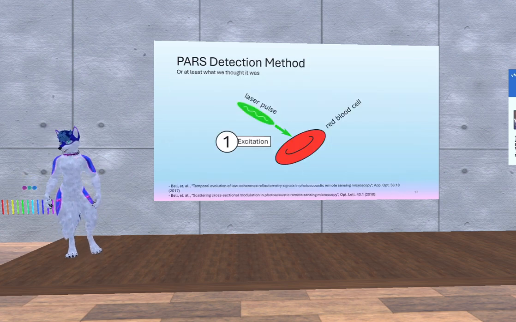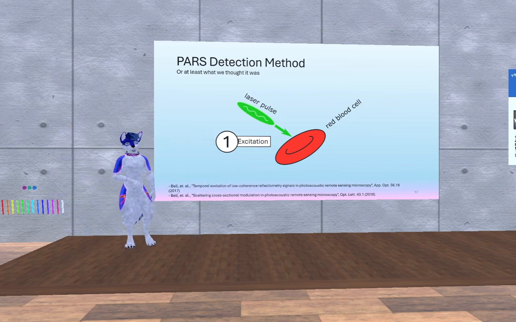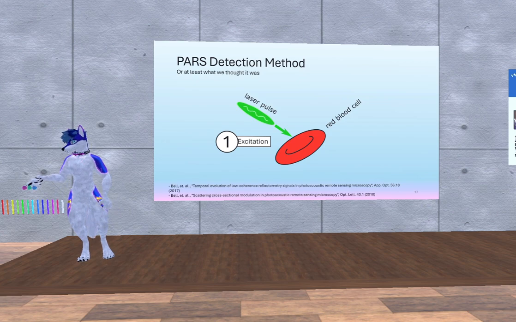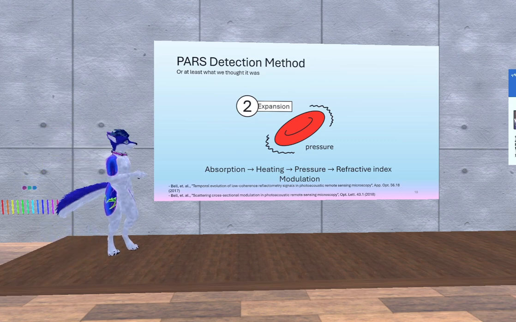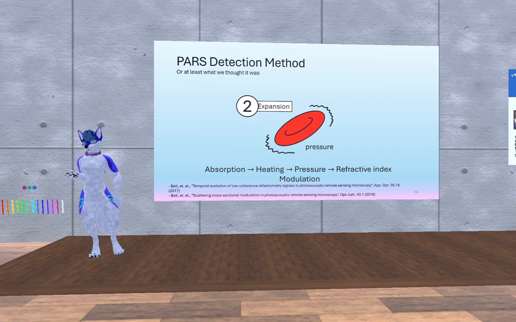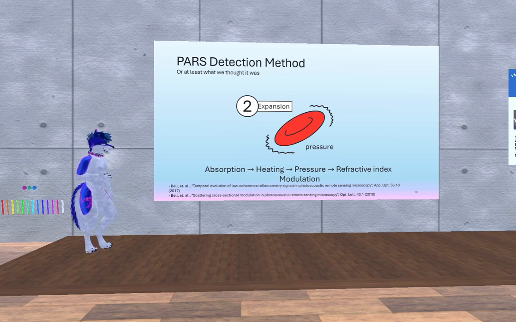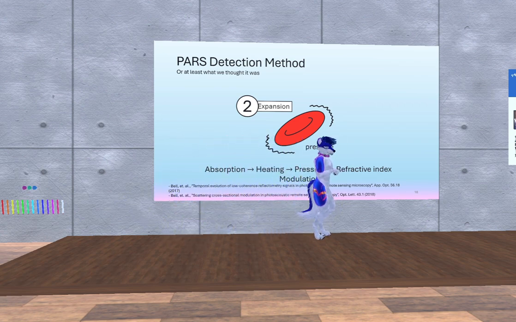So how does this work? Okay, so let's say you have a chromophore, this red blood cell. You send in a laser pulse, just like regular photoacoustics. Boom, that goes in there. You excite it. Look, it's excited. You build up pressure. Now, the main effect that you're taking advantage of in PARS here is something called the elasto-optic effect, where this pressure essentially creates a refractive index profile.